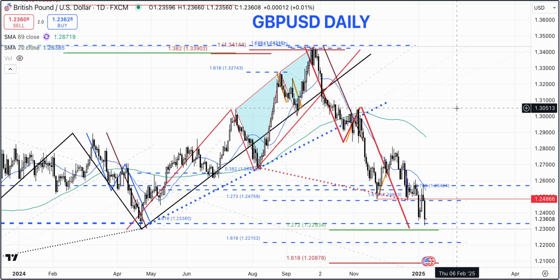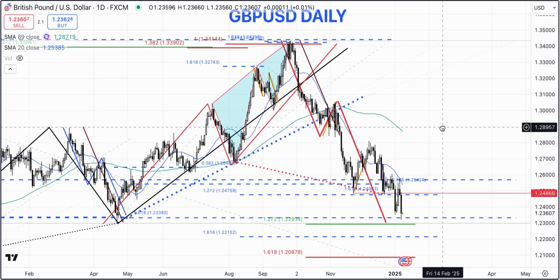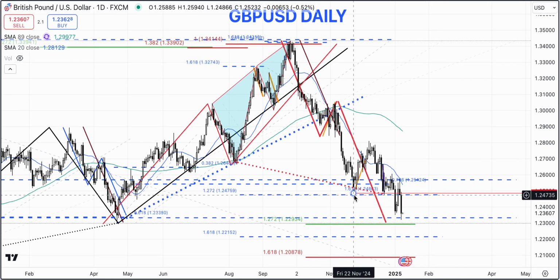Because this is where the harmonics are converging, and it usually tends to be a really strong support level or a resistance level, depending upon the direction of the market, of course. Now here we go. On the downside, we have seen a huge move.